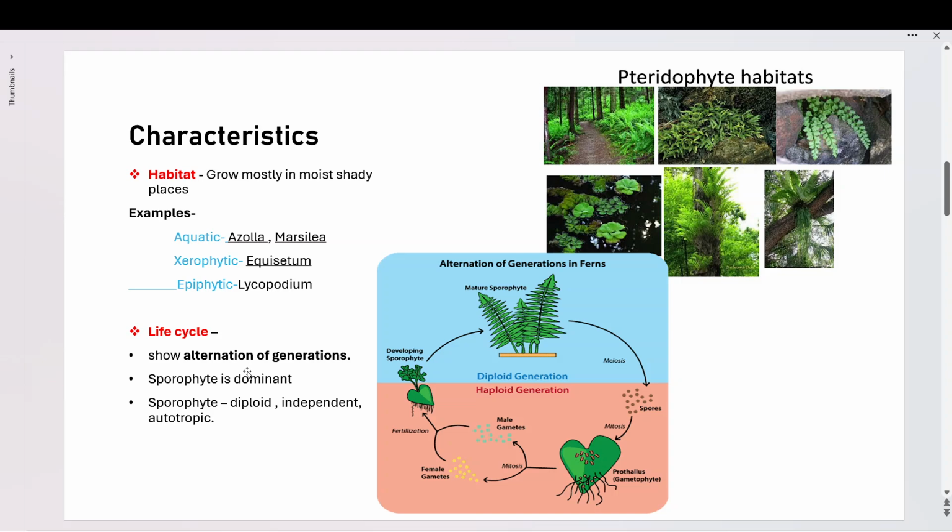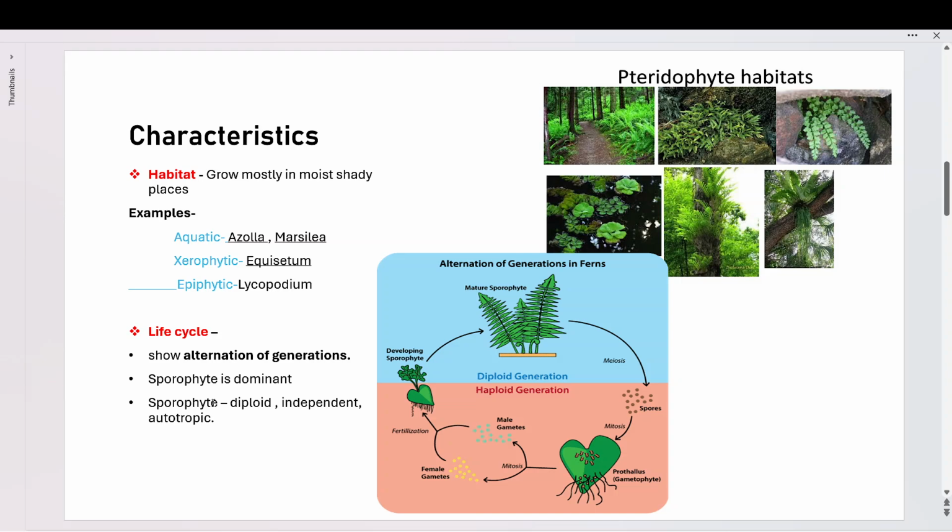Examples like Azolla and Marsilea are found there. Xerophytic means in a desert-like condition. Example is Equisetum. And epiphytic means growing on another body or other matter. Example like Lycopodium. See in this image, we can see different types of habitat present in the environment or earth. There, pteridophytes are present.